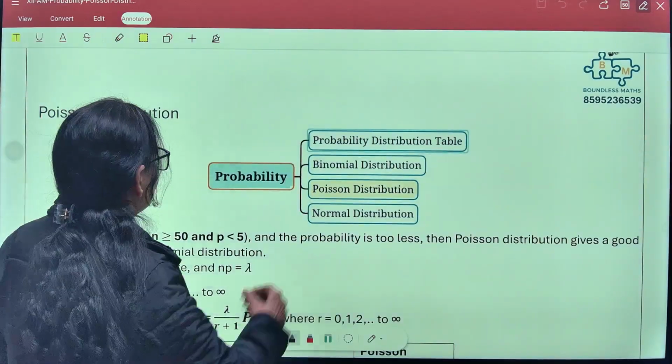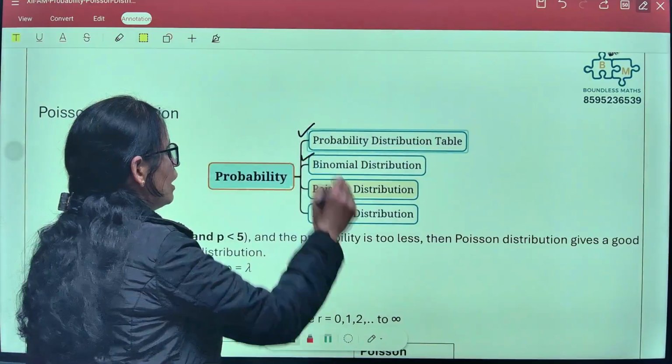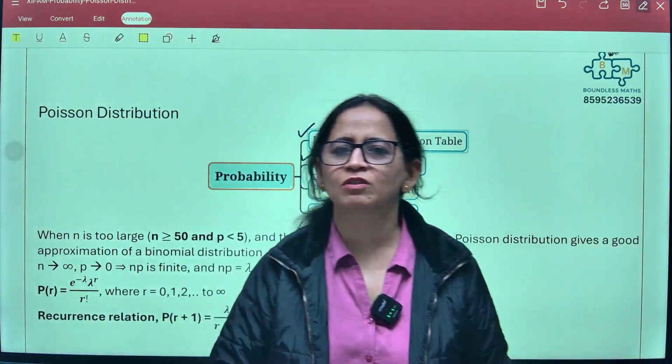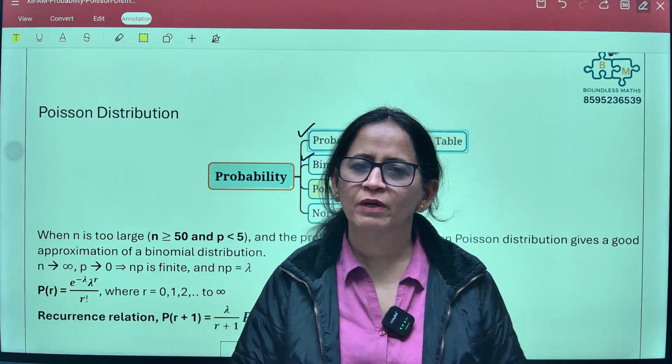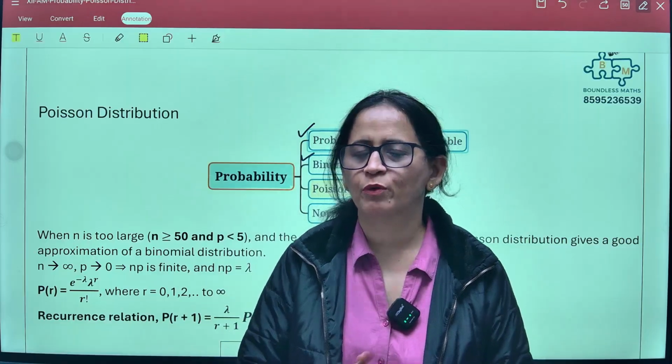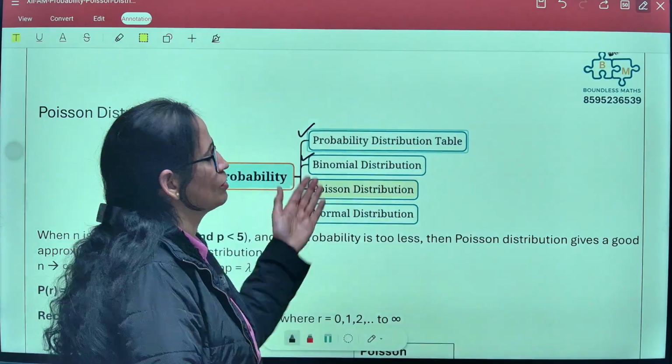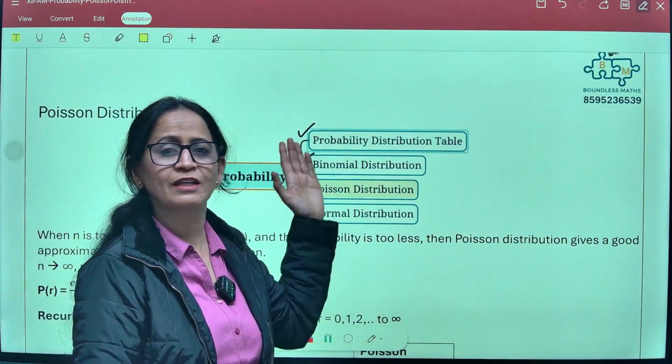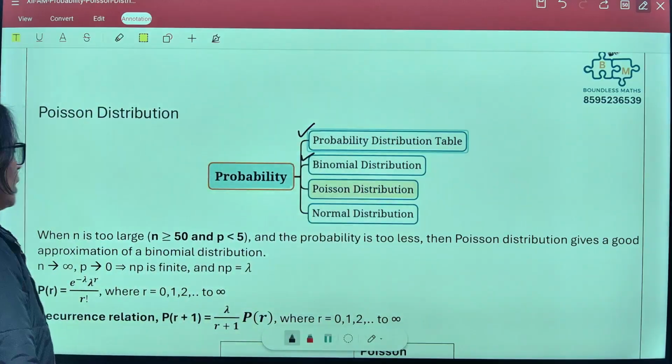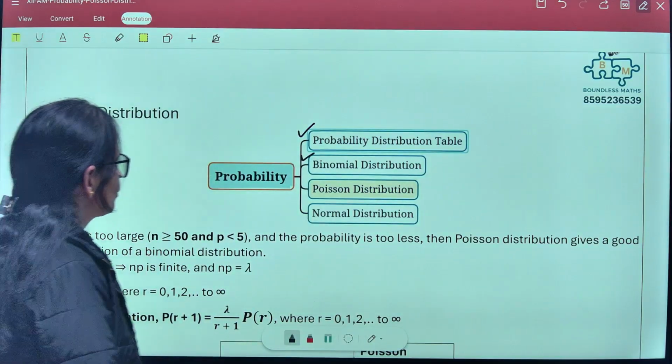The last two videos have already covered probability distribution table and the binomial distribution. The links for the videos are given in the description below. Go back and watch the two videos before you proceed with Poisson distribution, because Poisson distribution is same as binomial distribution. It is an extension to binomial distribution. So let's get started with Poisson distribution.